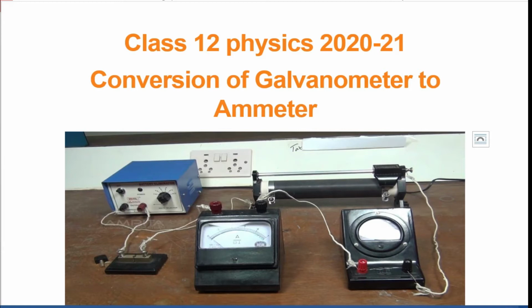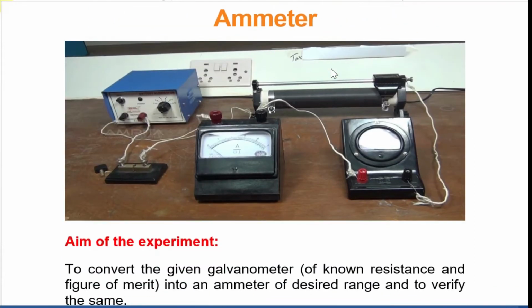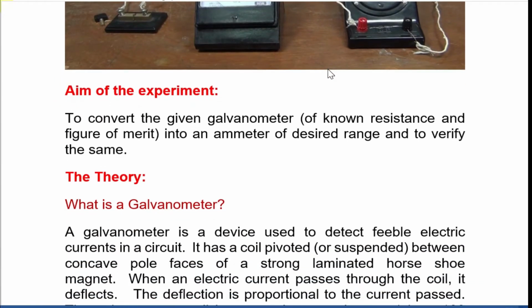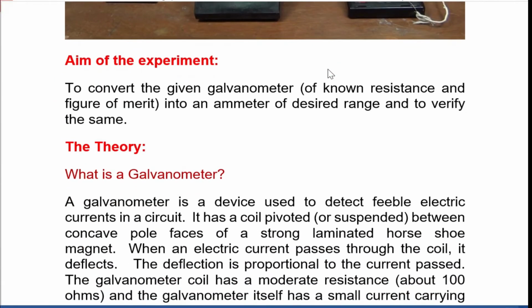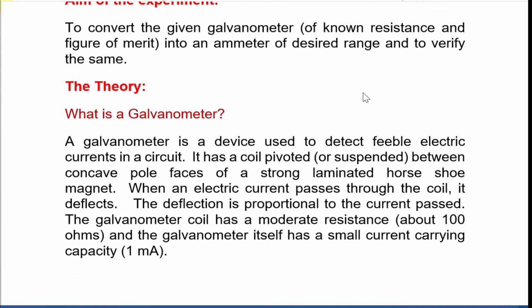In this video we are going to discuss the conversion of a galvanometer to an ammeter. This is the setup that we are going to do in the practical sessions, and the aim of the experiment is to convert the given galvanometer of known resistance and figure of merit into an ammeter of a desired range and to verify the same.